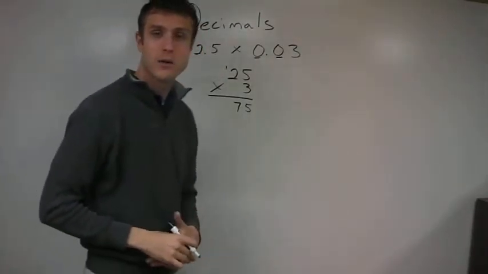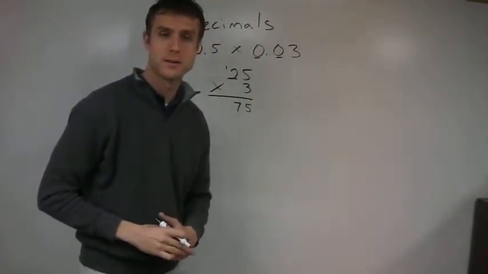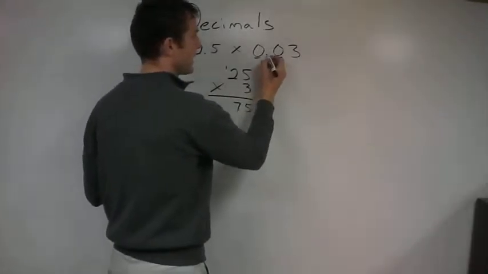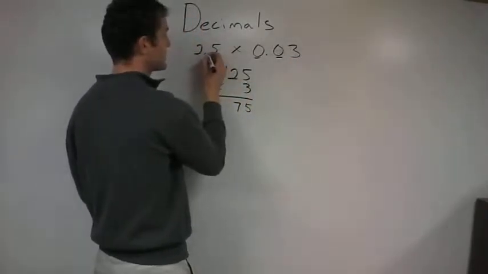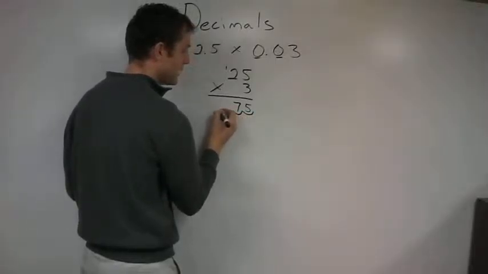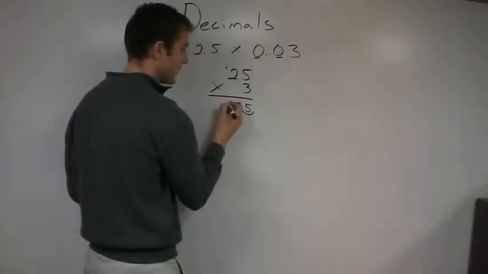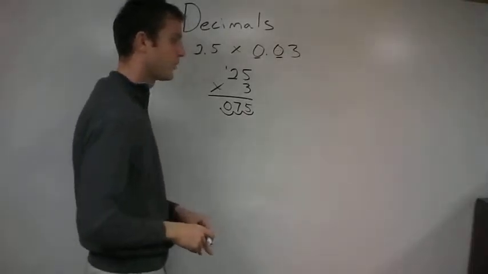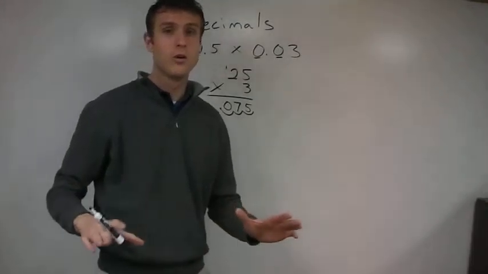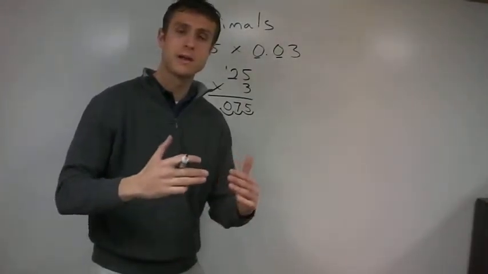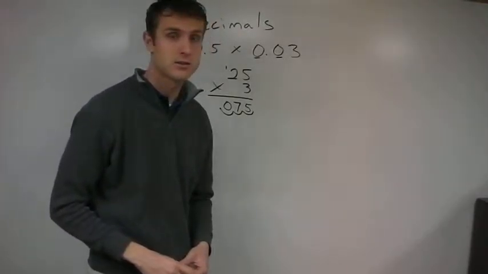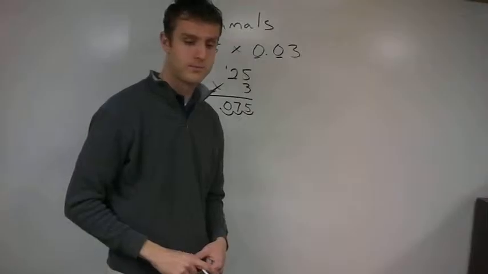75. Now I go back to my original problem and I count how many decimal places were in all of my original factors. This one has 2 decimal places, this one has 3 decimal places, so I'm going to move the decimal over 1, 2, 3. Notice I'm going to need a placeholder 0, so my answer would be 0.075. So when multiplying decimals, simply ignore the decimals, multiply normally, and then at the end, count up how many decimals you had in your factors and add those to your final answer.